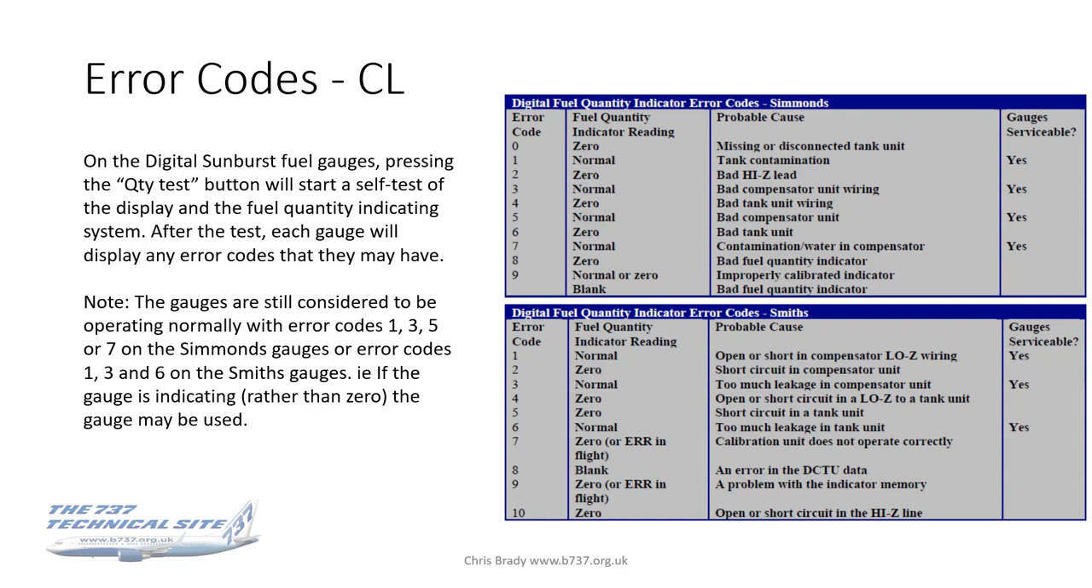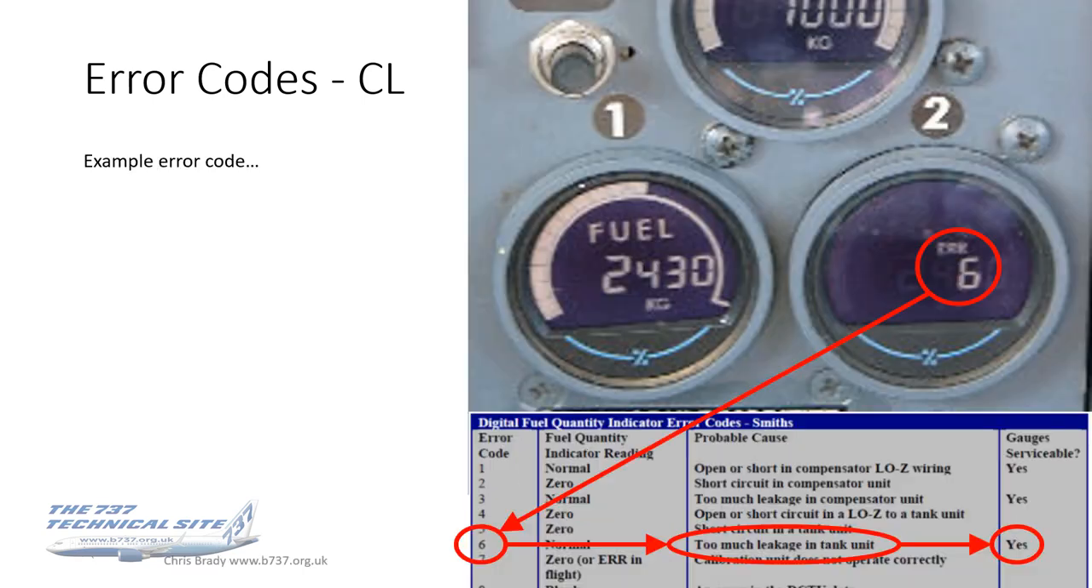So let's have a little look at these in action. After having pressed the test button, it went through the self-test, and what was left was an error code 6. You go into the appropriate table, so these are Smith's gauges, follow the 6 along, and that tells you that there's too much leakage in the tank unit, but the gauge is serviceable.